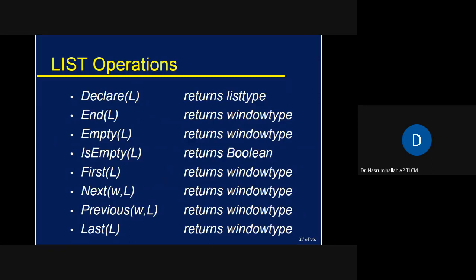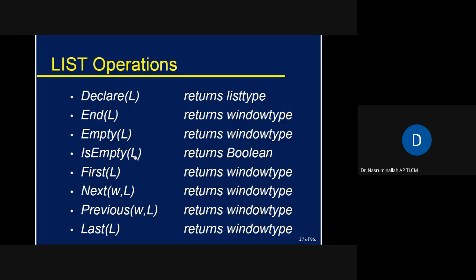So these were all the different operations that we need to define for a list data structure. I will go through them quickly to summarize. The first operation is declare L, which will return an empty list. Init L will return a window location to the end of the list, which generally is the location after the last element of the list, and it doesn't contain any element. Empty L makes the existing list empty and returns a window location which does not have any element.